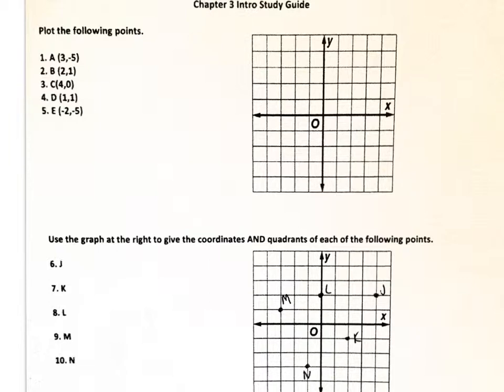So I'm going to graph the ordered pair 3. I'm going to go to the right 3, and I'm going to go down 5. I'm going to put a dot right there, but I'm also going to label it. Don't forget to put a dot and the letter. Then we go to B. So let's go to the right 2 and up 1.